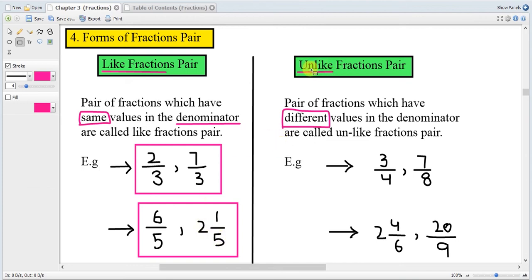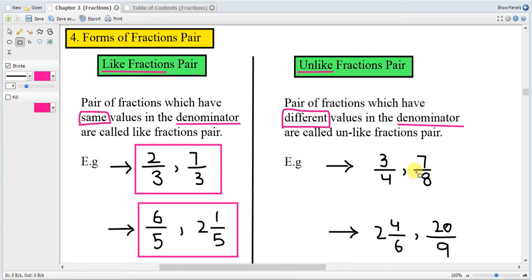Okay, next, what is the unlike fraction pair? The pair of fractions which have different values in the denominator. So those fractions or those fraction pairs are called the unlike fraction pairs.